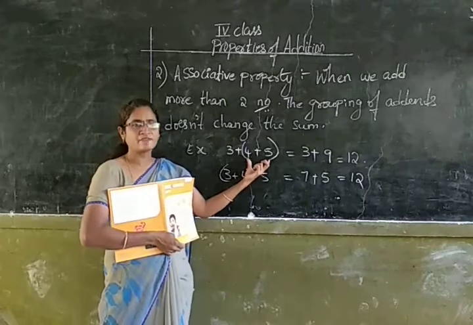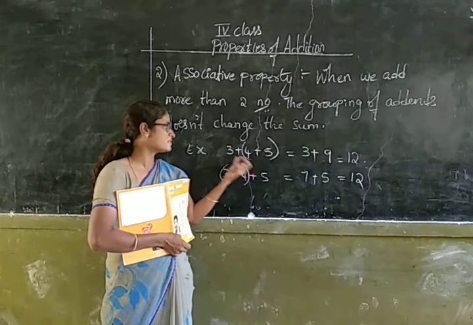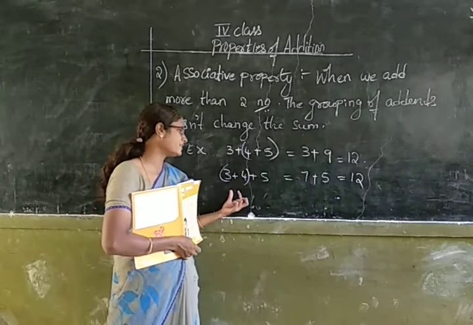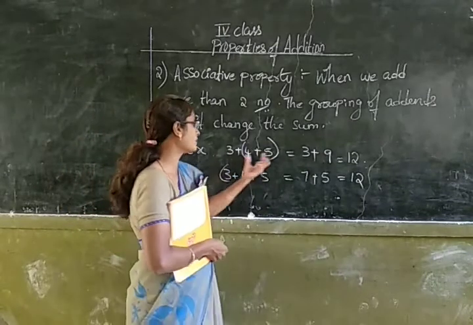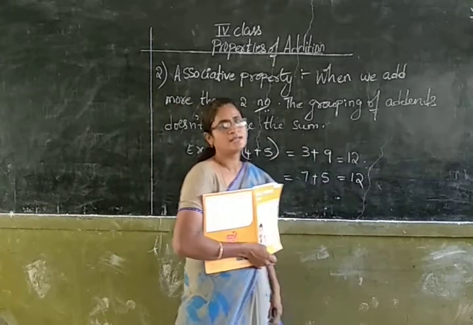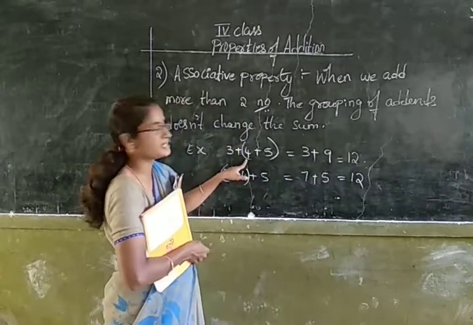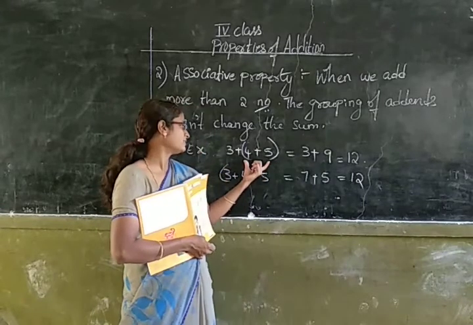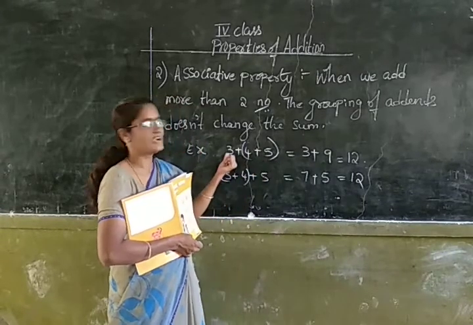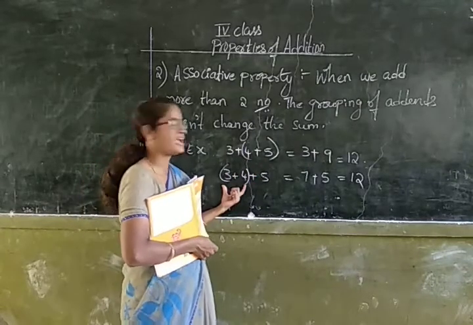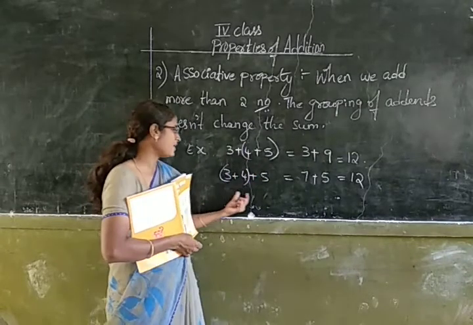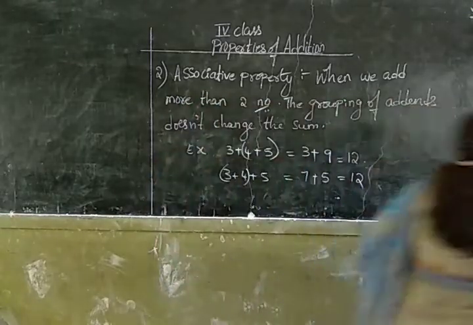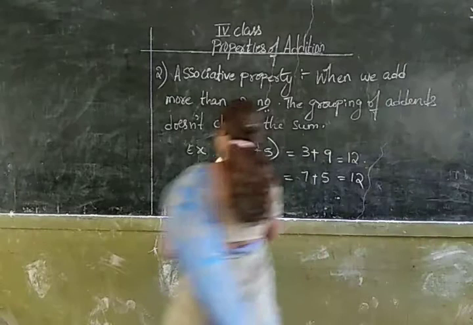Here I have grouped 4 plus 5. I have added 4 plus 5 first and I have added the answer to 3. Similarly, here I have added 3 plus 4 first and I have added the answer to 5. So here grouping of addends did not change the sum. Did you understand, children? In the first sum, I first added 4 plus 5 and added the result to 3. In the second sum, I first added 3 plus 4 and added the sum to 5, and I got 12 in both the cases, which means the grouping of addends does not change the sum.